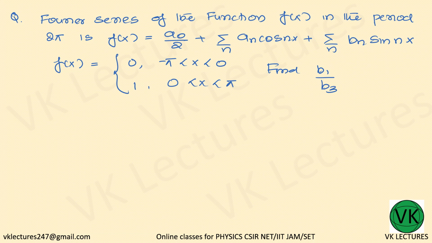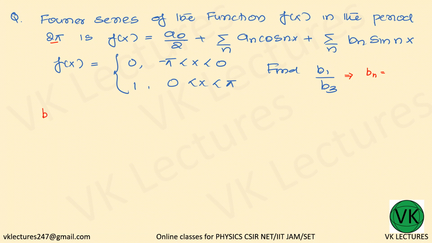The Fourier series of the function f of x in the period 2 pi is f of x equal to a naught by 2 plus sum over n of an cos nx plus sum over n of bn sin nx. f of x equals 0 from minus pi to 0 and 1 from 0 to pi. We need to find b1 by b3, which means we want to find bn basically.